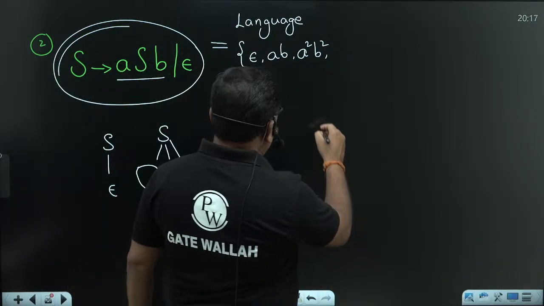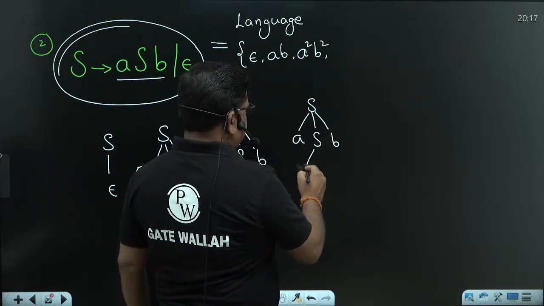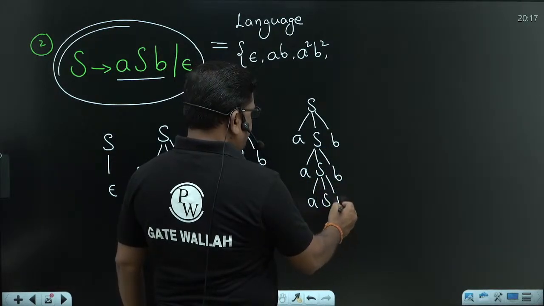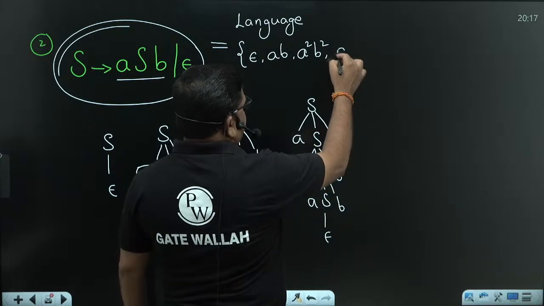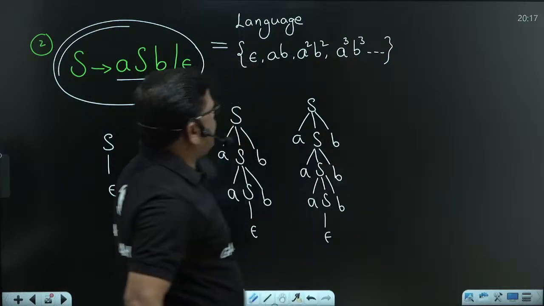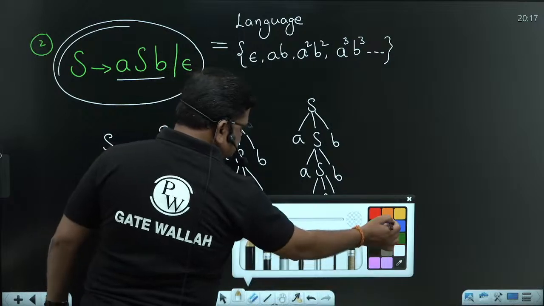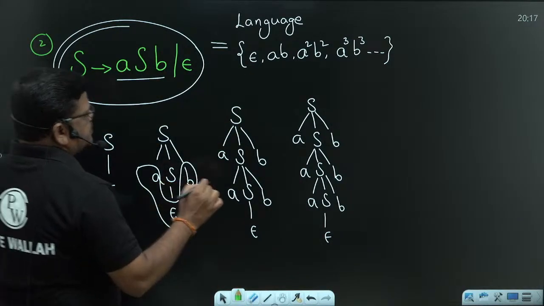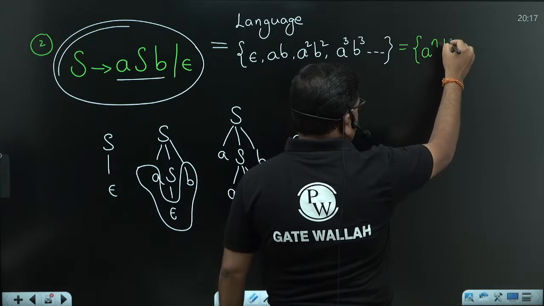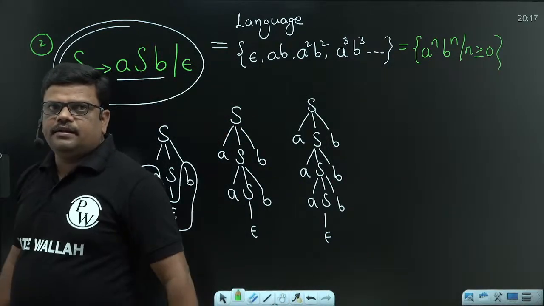Similarly, if I go for this, S is replaced by ASB, S is replaced by ASB, S is replaced by ASB, epsilon. 3 A's, 3 B's. Like this, the number of A's and the number of B's are equal here. So the language for this is nothing but A power n, B power n, n greater than or equal to 0.